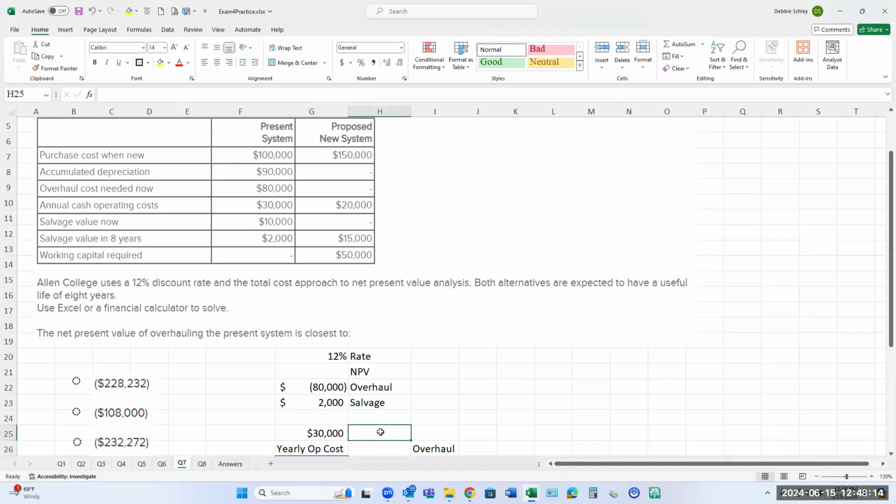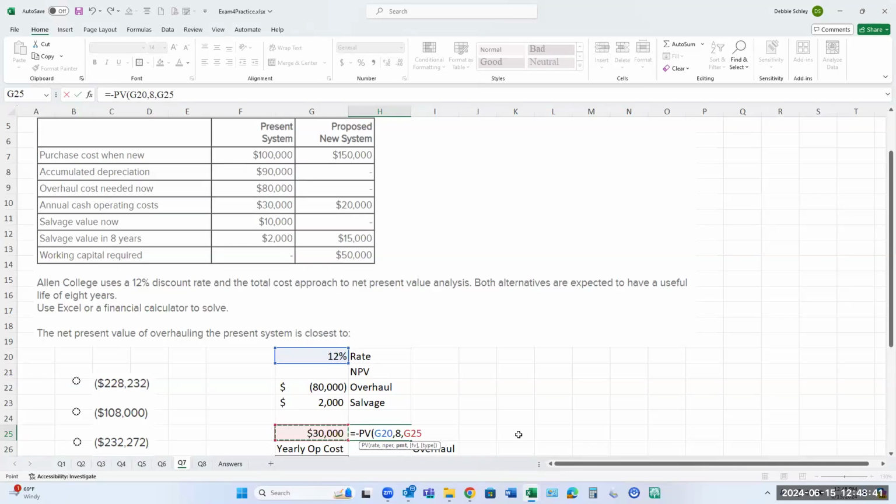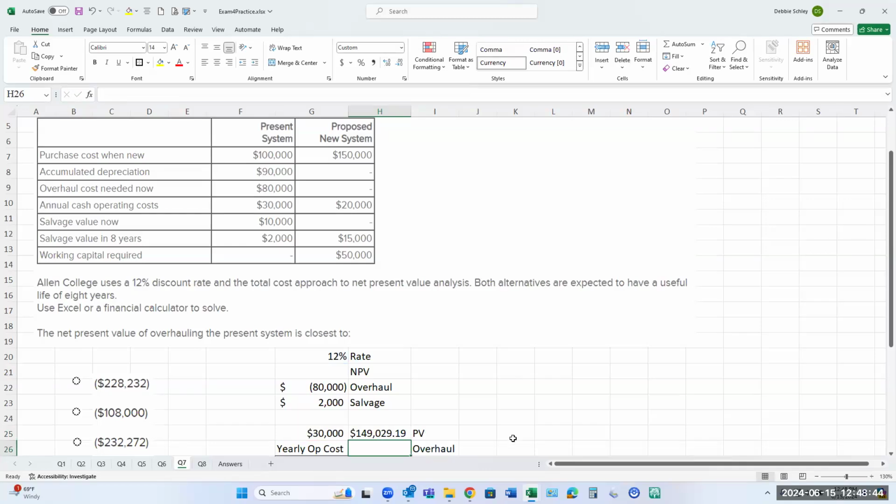So the present value of the cash cost equals negative PV. The rate, periods was 8. The payment, 30,000. Okay. So there's my yearly operating cost. So it's actually a negative number. So I actually want that to be negative. I don't want to put that there. Okay.